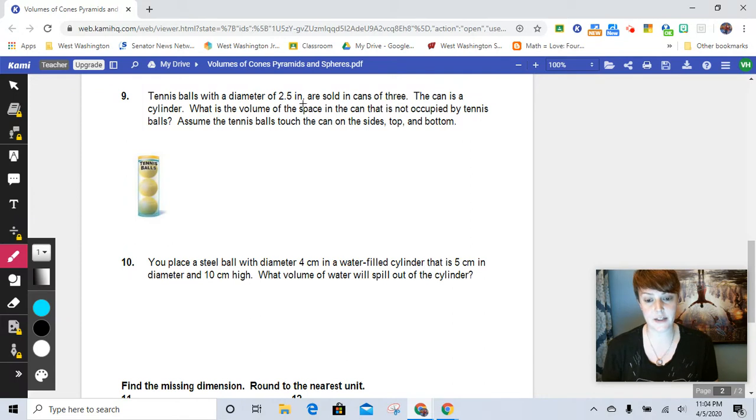Okay, so let's get back to that question there. Oh, look, the diameter's there. Excellent. We don't need diameter, we need radius, but we can figure that out from there. The can is a cylinder, and that cylinder is going to have the same diameter as the tennis balls. What is the volume of the space that is not occupied by tennis balls? And assume that the tennis balls touch the can on sides, top, and bottom. I love this question so much, because you have to figure out how tall is this can? How tall is it? Well, it's 3 balls tall.